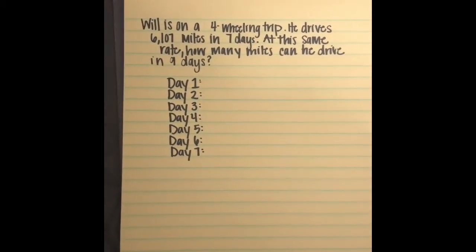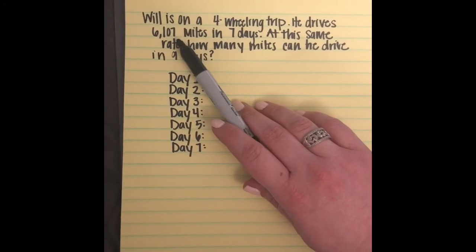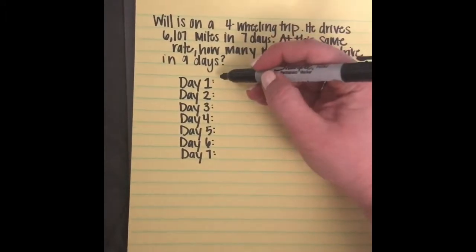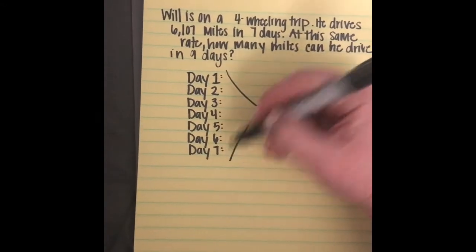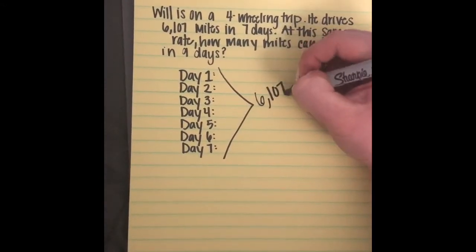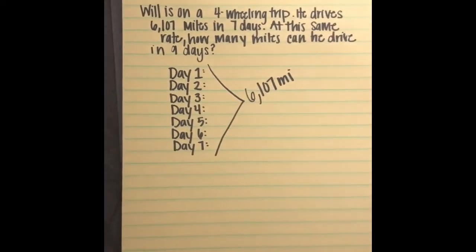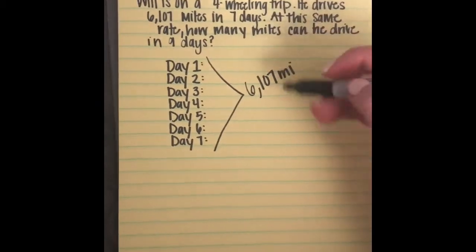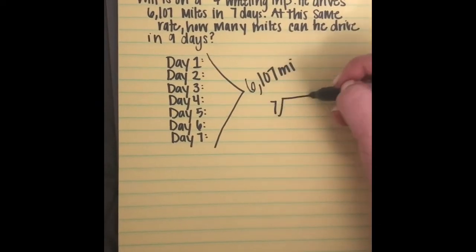And so to do that, I'm going to take the total miles that he drove in the 7 days and divide that. So we know total he drove 6,107 miles in those 7 days. To figure out how far he drove each day, we will divide that by 7.